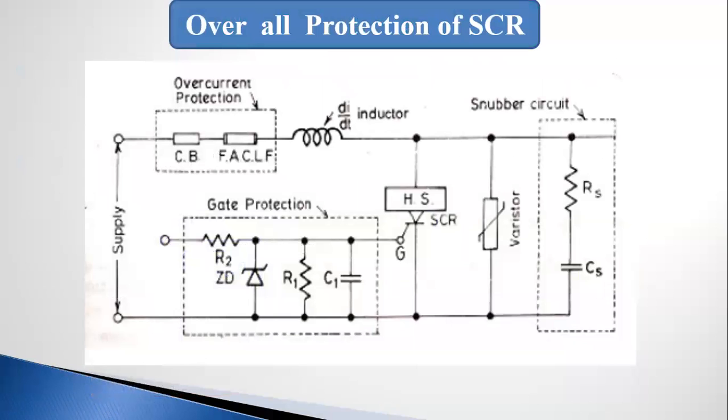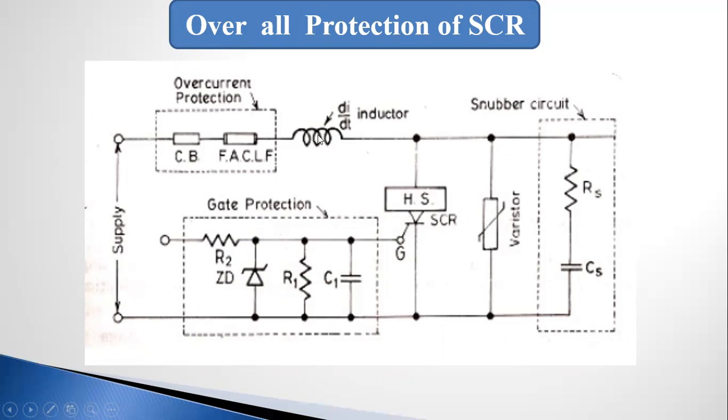Now, in the last, we will see the overall protection scheme of the SCR. This circuit diagram shows the overall protection of the SCR, in which overcurrent, overvoltage, dV by dt, dI by dt, and thermal protection, all schemes are included. You can see here, firstly, this is the supply voltage. This block is given for overcurrent protection, our circuit breakers or fuses.